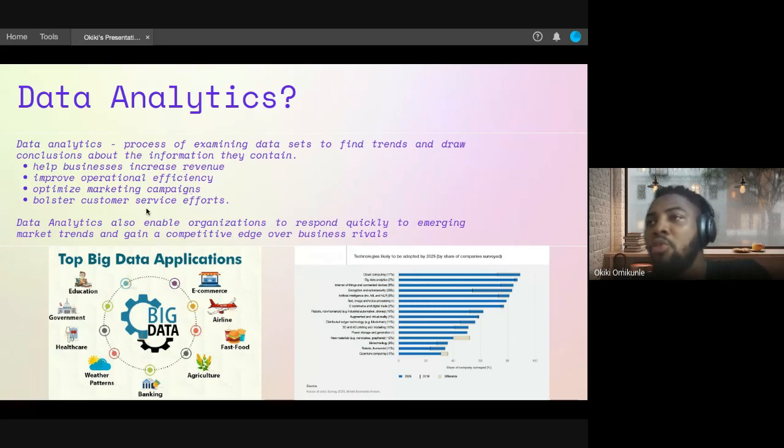It also helps you with your customer service efforts, basically helping you with your customers, trying to reduce response time and all. Data analytics also enables organizations to quickly respond to emerging market trends.